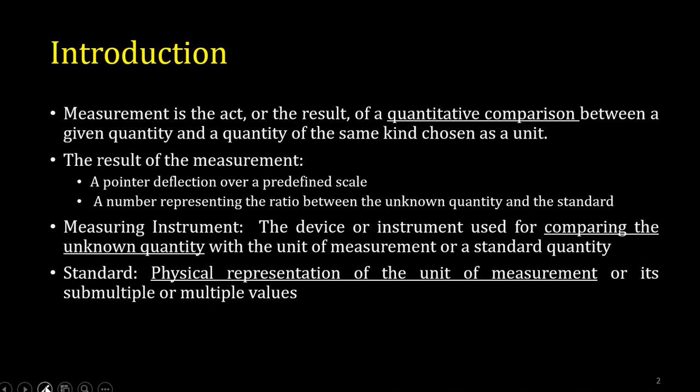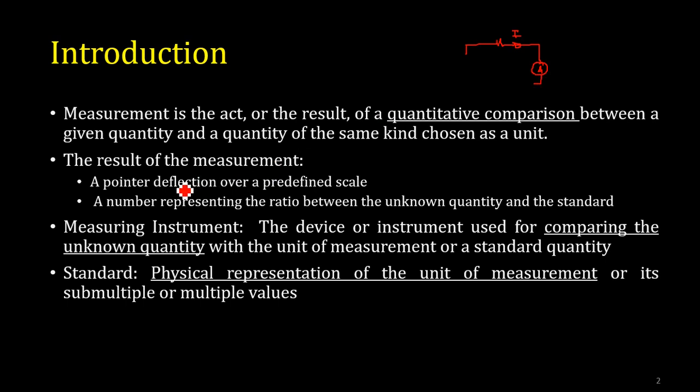So measurement is the act or the result of a quantitative comparison between a given quantity and the quantity of the same kind chosen as a unit. So you have a quantity that is being measured, and you are comparing that quantity with something that is already there of the same quantity, say current. So you are measuring a current through a circuit. You need to measure this using some instrument which is already showing that particular quantity. So it's basically a comparison between two quantities. You're comparing the given quantity with some other value.